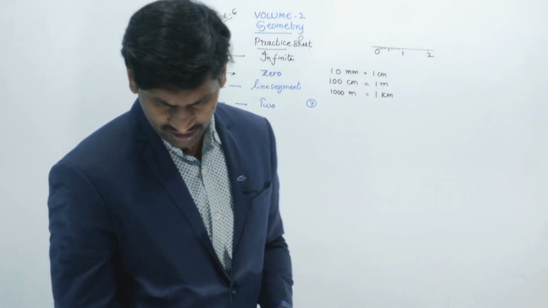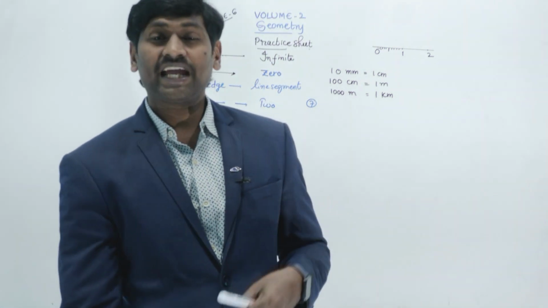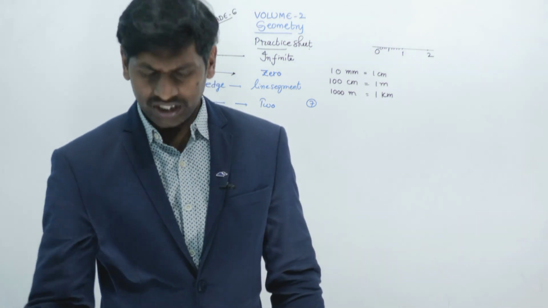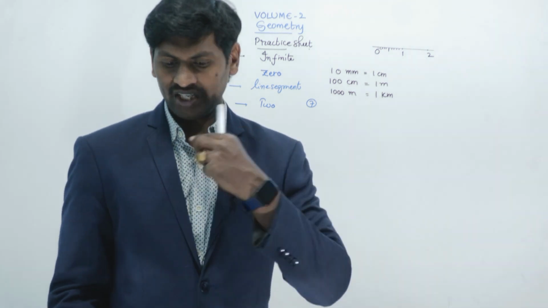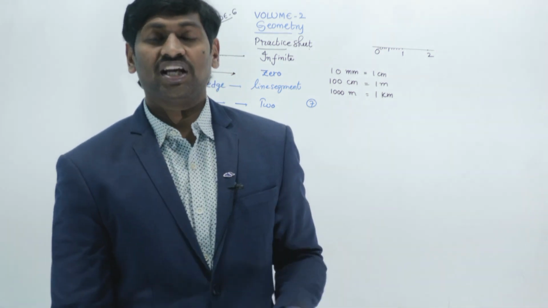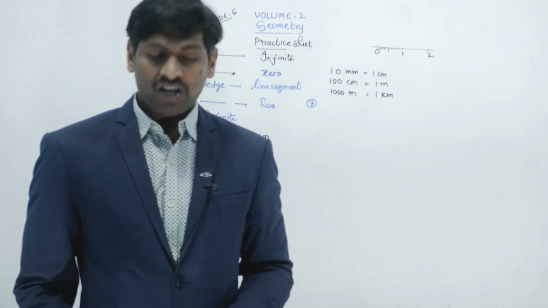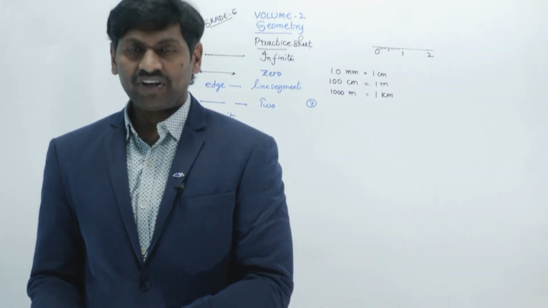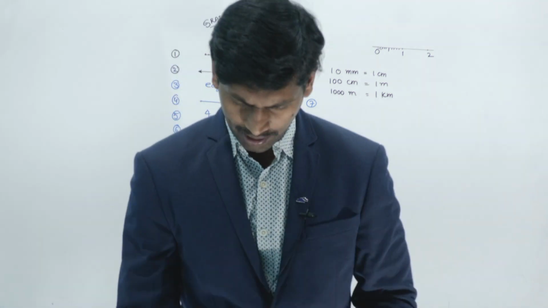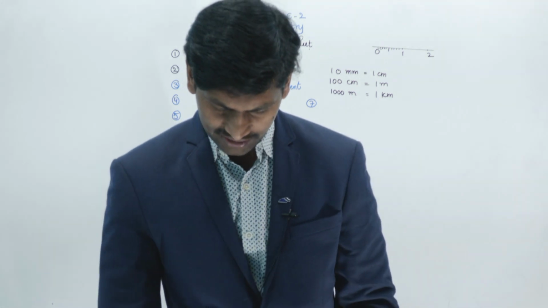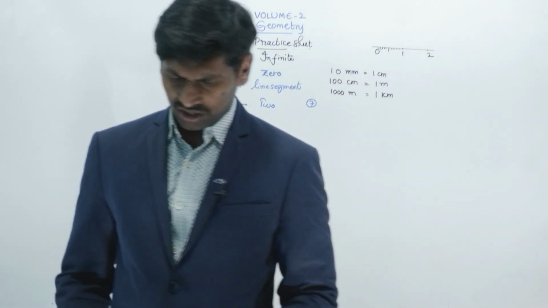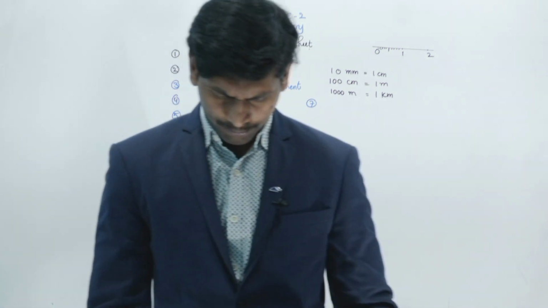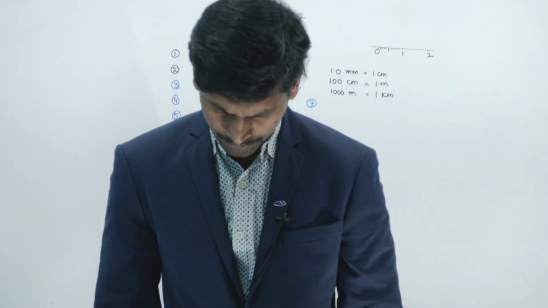Now let us go to question number 7. The number of lines that can be drawn through n non-collinear points. There are n non-collinear points. How many lines can we draw? Through each point we can draw an infinite number of lines. But the number of lines that can be drawn through n non-collinear points, n lines we can draw.